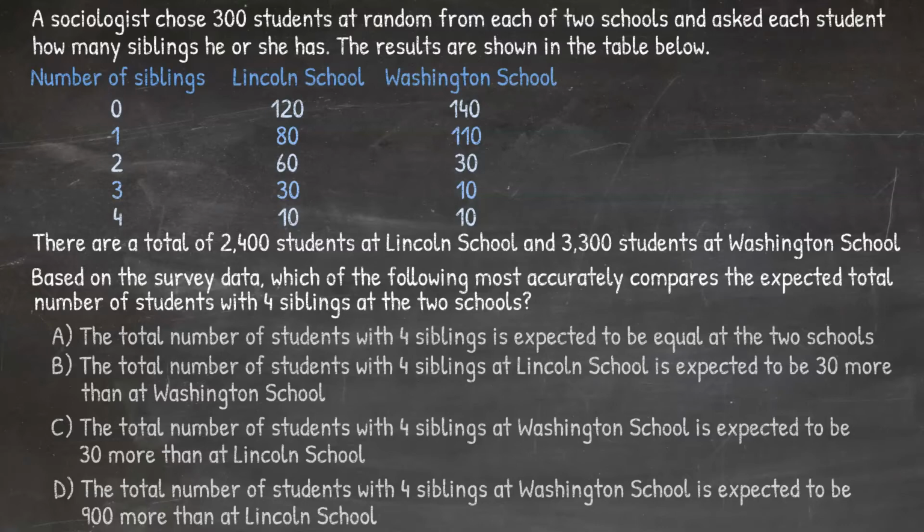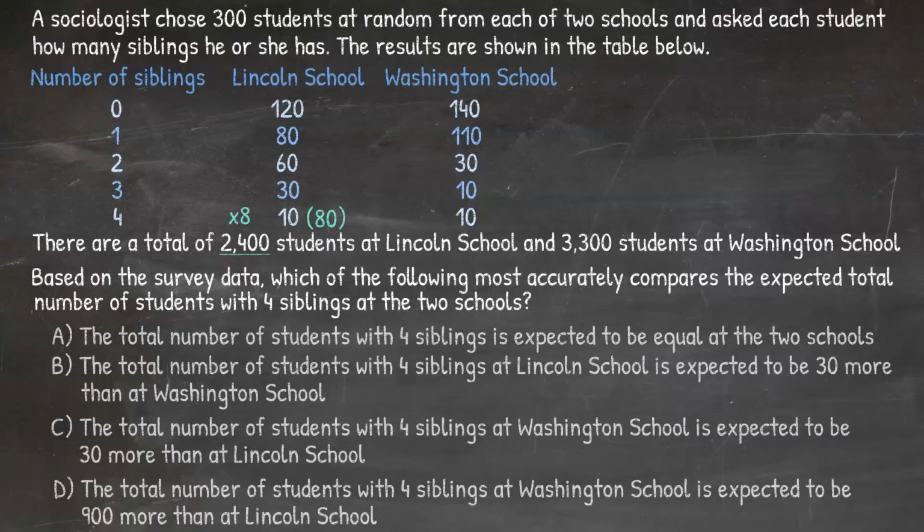It has 2,400 students, which is 8 times more than those that were surveyed. And if there are 8 times more students, then we can expect that there will be 8 times more students with 4 siblings. So our result of 10 out of 300, when applied to 2,400 students, would be 10 times 8 or 80. Think about it for a moment and it should make sense.